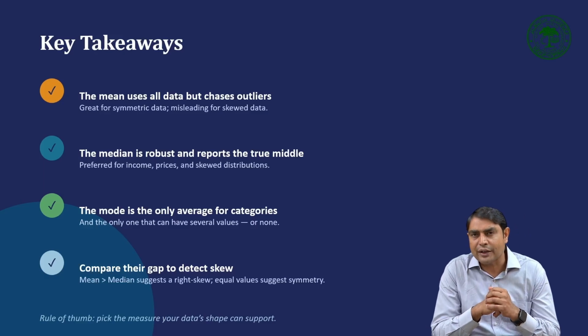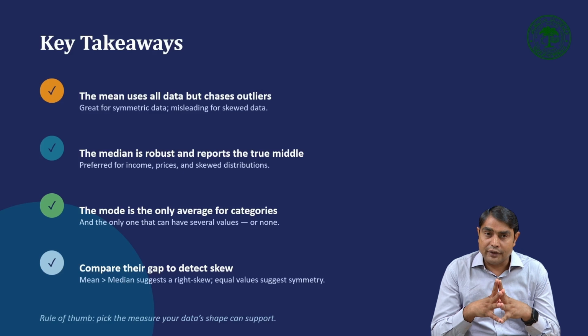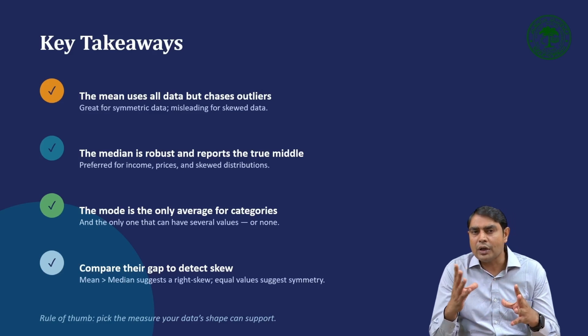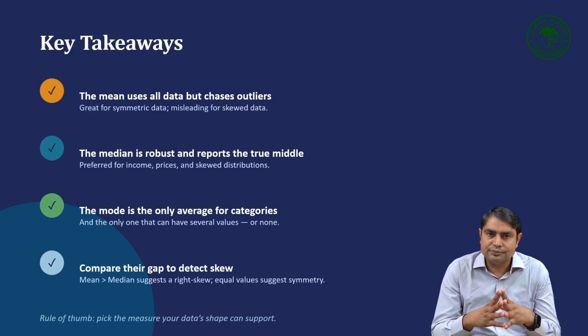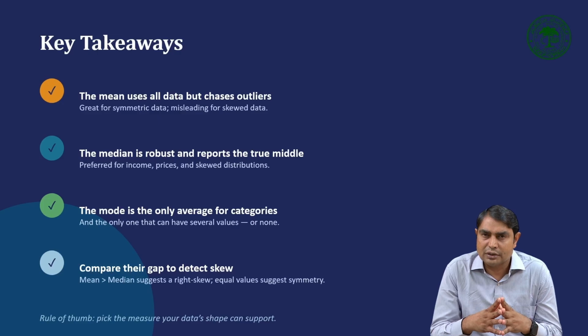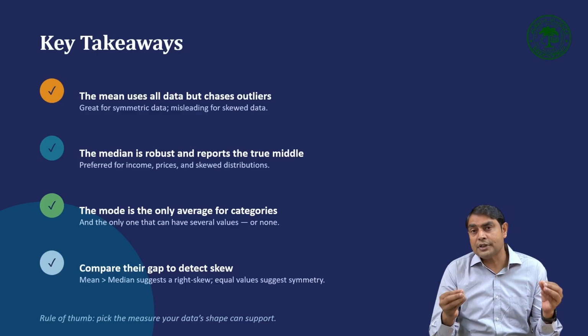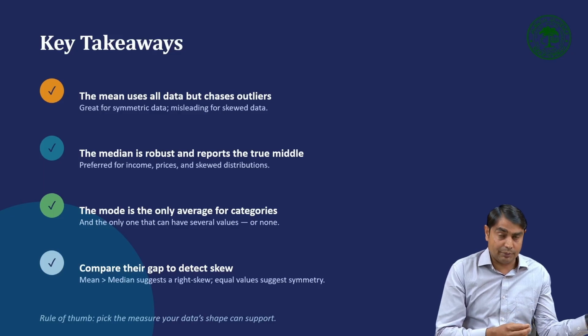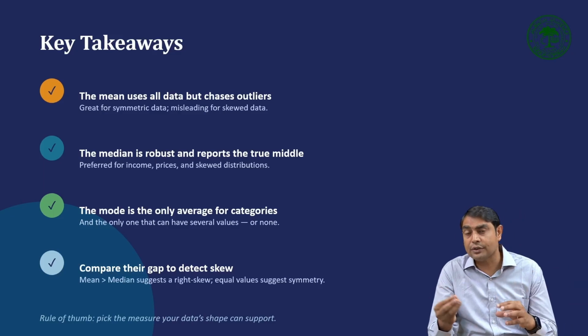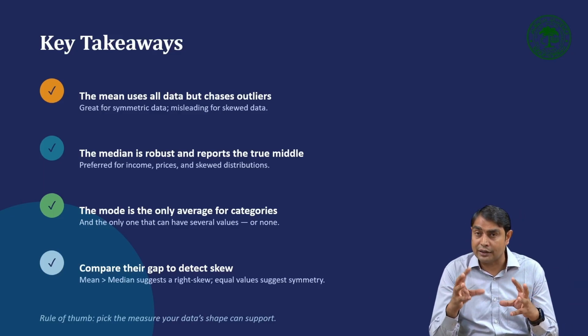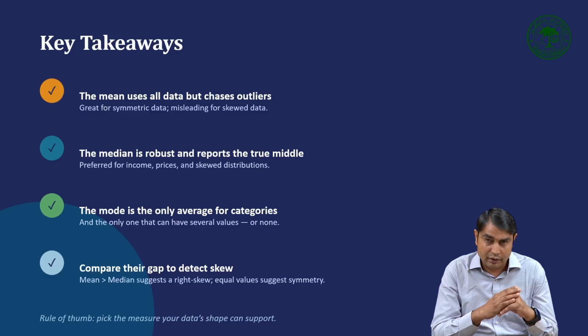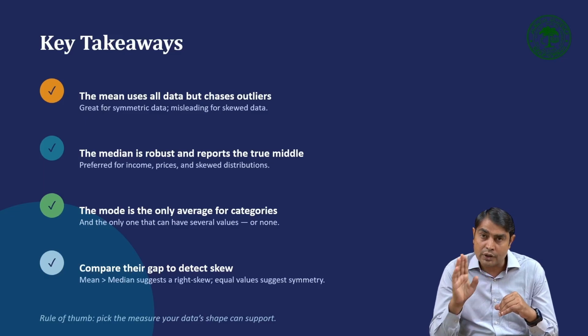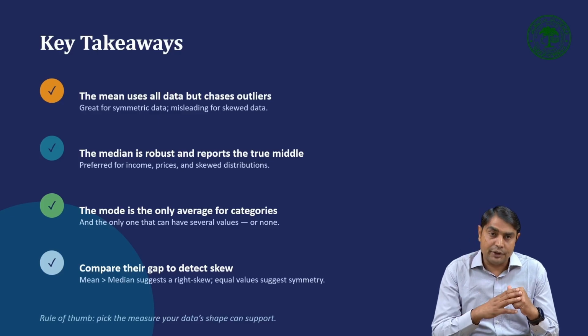So what are the key takeaways from today's lecture? The key takeaways are: mean uses all data but chases outliers. It is good that mean represents all the values in the data set because it takes into consideration all the values while taking the total and dividing it by n. So it is a representative of all the values, unlike median and mode, but it has a limitation of outliers.